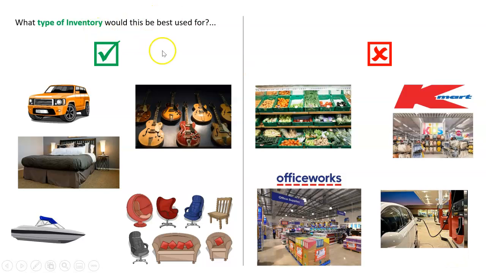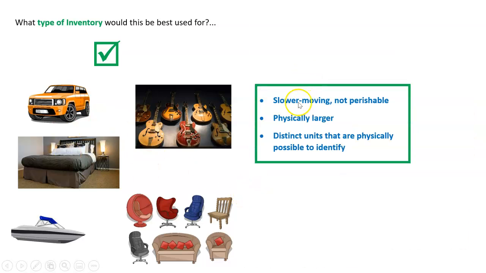So what could we say overall? What type of inventory is this best suited for? What are these things on the left-hand side got in common? We could say they're slower moving. What does that mean? It means we don't sell a lot of them. It's not like Officeworks where we sell thousands of pens every day. Some car yards might sell 1 car a week, and that's okay. That's what they're trying to do. They make big profits on each model.